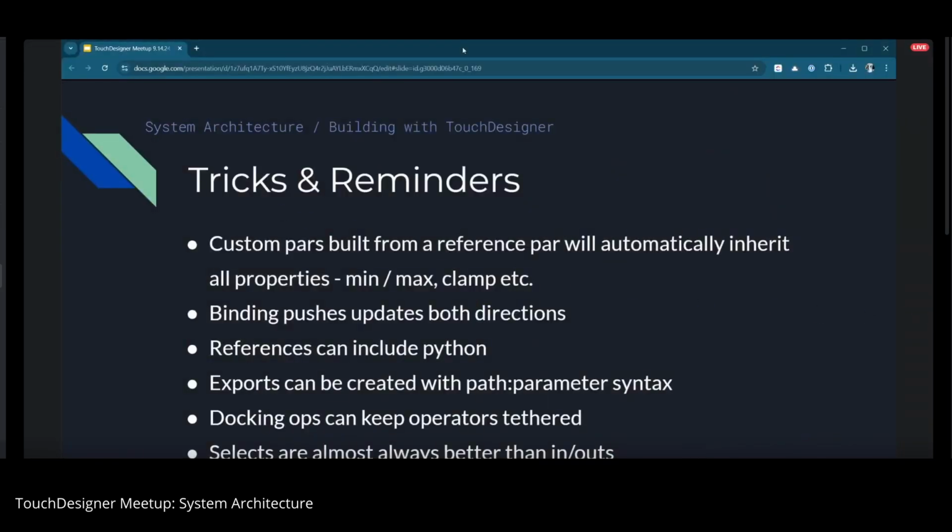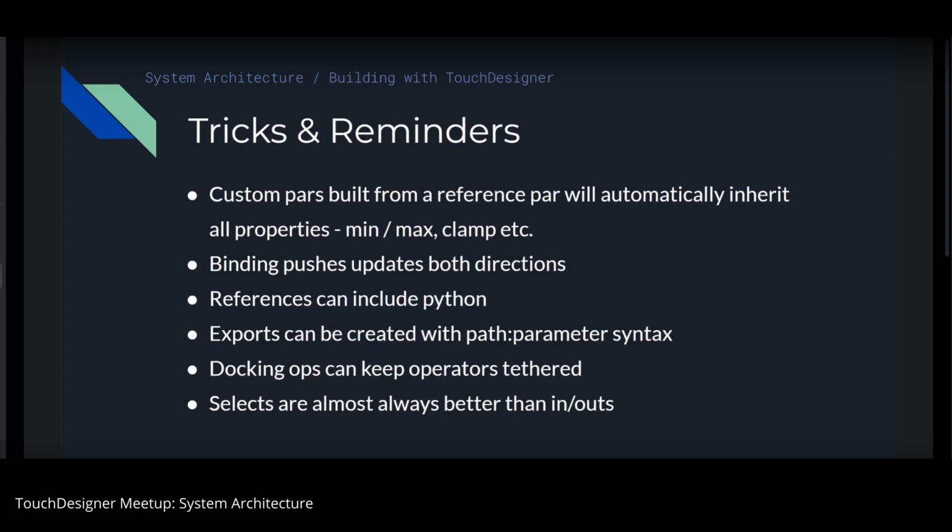Some kind of high-level tricks and reminders here. So custom pars that are built from a reference par will automatically inherit all the properties. So what does that mean? That means if you have the parameter customization dialog open, and you drag a parameter from an operator to the build a custom par interface, it'll grab all the things like the min, max, the menu options, all of the pieces that are from the source operator. And that is like a huge time saver.